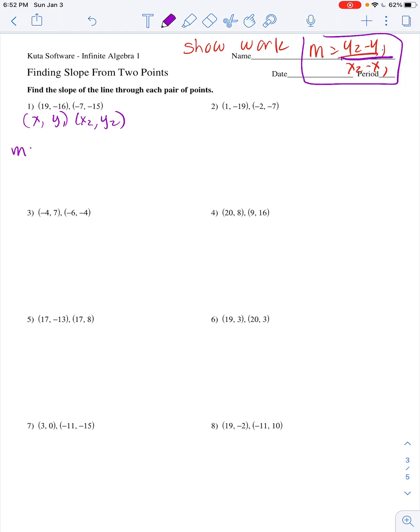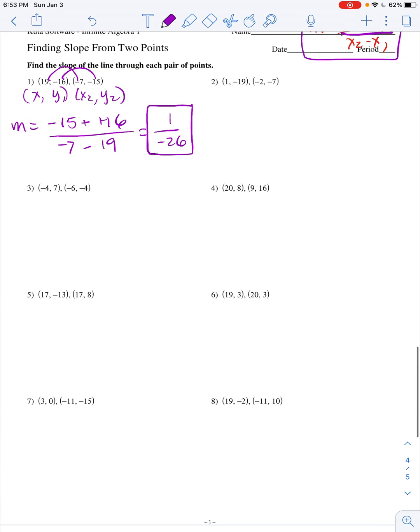So then when I go to do my slope, I'm taking my second y minus my first y. So it gets tricky because of the minuses. And then I take my second x minus the first x. So you can use your calculator. This will turn into 1 over -26. And that is my slope. I just leave it as a reduced fraction. So that's all this page is asking you to do.